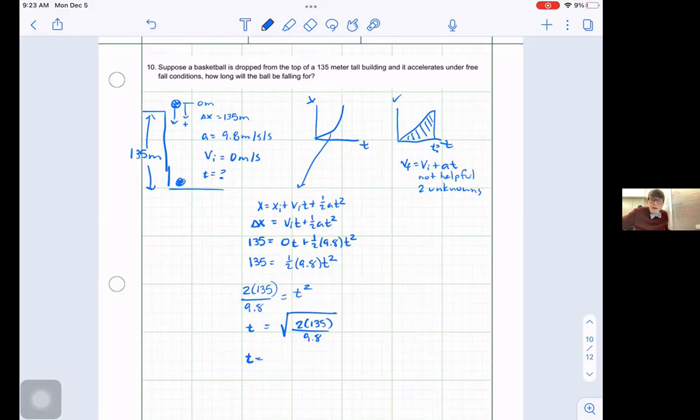I get 5.25 seconds. Let's round that to 5.3 seconds. No other number in the problem has more than 2 decimal points of precision. How long is the basketball falling for? 5.3 seconds.